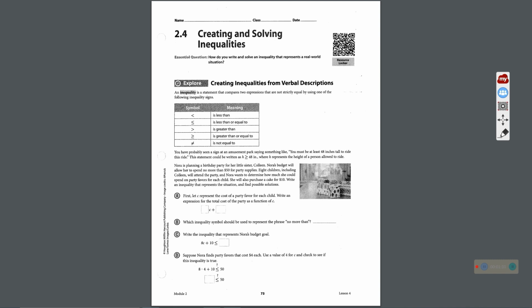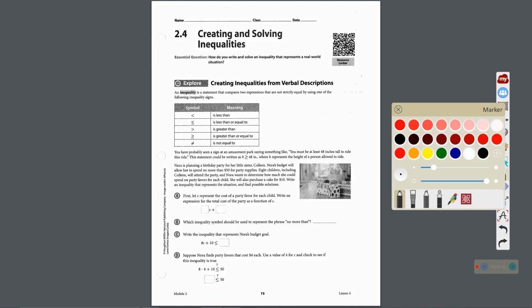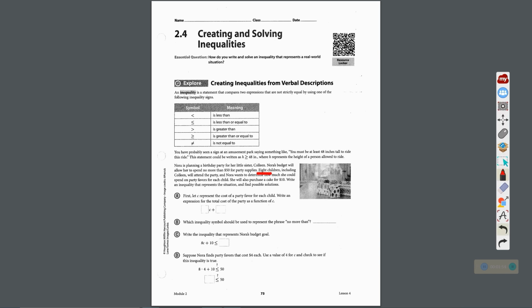In A, it says, first let C represent the cost of a party favor for each child. Write an expression for the total cost of the party as a function of C. So we're going to start out by writing how many party favors we need, and that comes from the 8 children, so this should say 8C, plus we are buying a cake for $10.